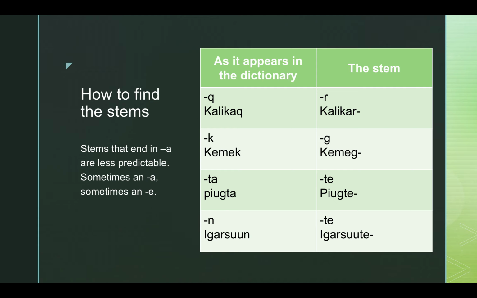Now, if a stem ends in an A, those are less predictable. Sometimes the stems end in A, and sometimes the stems end in E. But what's nice is that because they are less predictable, they are usually given to us in the dictionary. So if you can find it in the dictionary and it's irregular, it will probably tell you what the stem is.